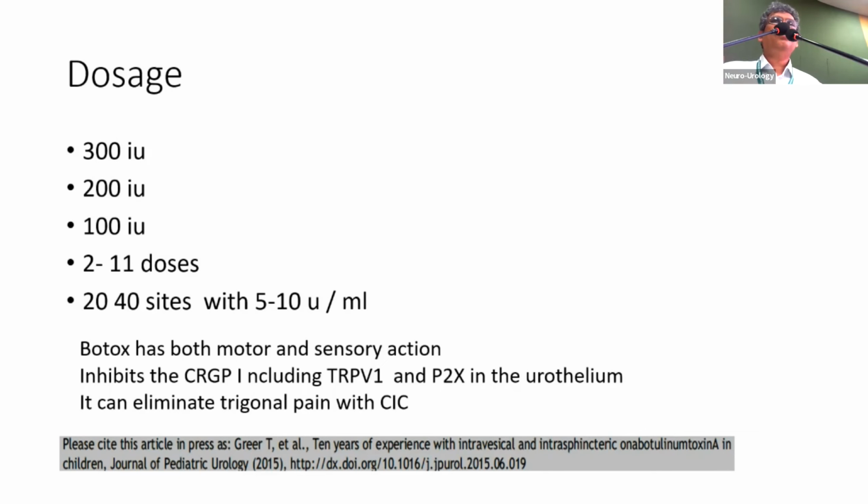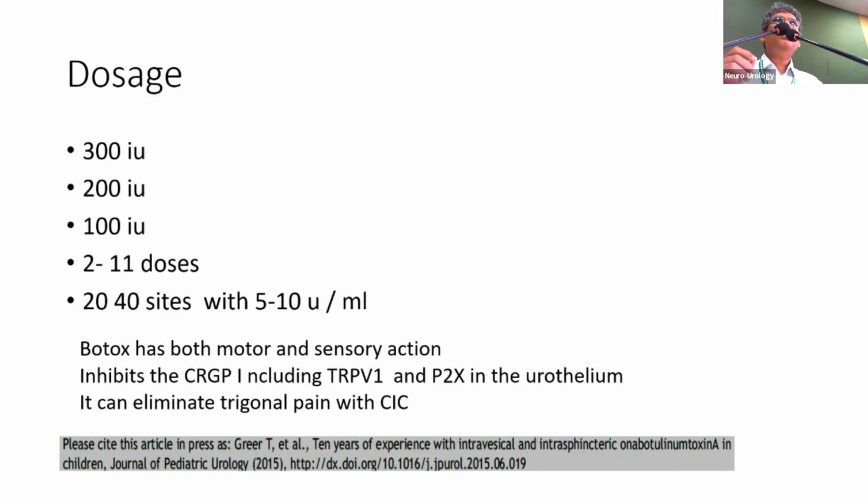You can give 10 sites, 20 sites to 40. People have injected even 54 sites. 5 to 10 units per ml. You can do half an ml, you can do one ml. Intradetrusor is what is recommended. But taking the adult experience into consideration, you can also give it in the submucosal plane.